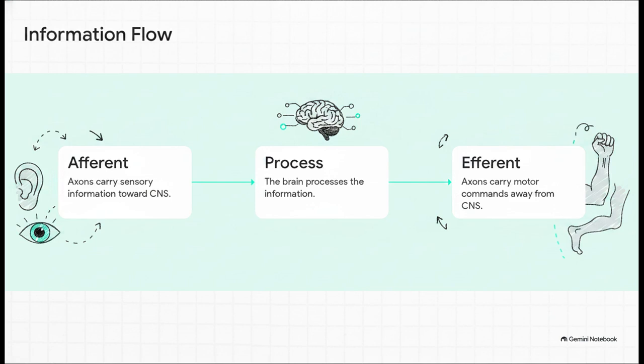And honestly, here is the simplest memory trick you can ever use or teach for this. Step 1. Afferent with an A means arriving. These axons carry sensory information arriving toward the central nervous system. Step 2, the brain processes it. Step 3, efferent with an E means exiting. These axons carry motor commands exiting away from the CNS. A for arriving, E for exiting. Simple, clear, and incredibly effective.